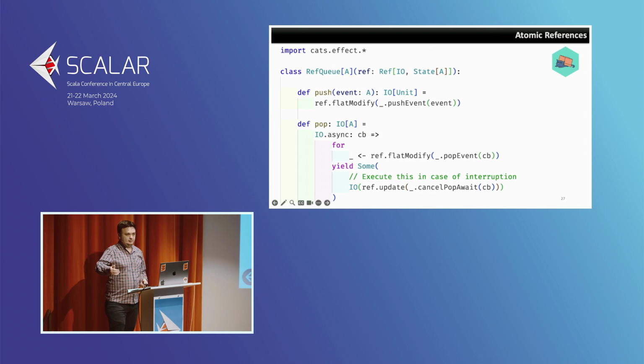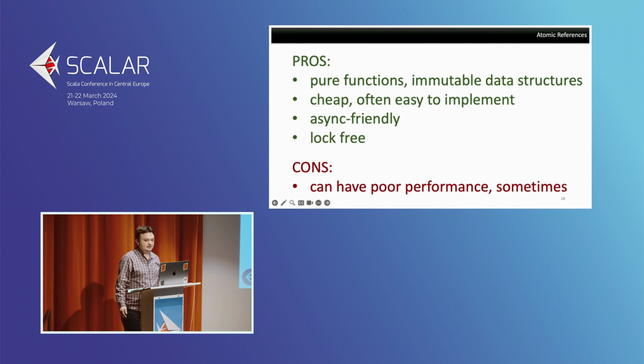And then in POP, we are using the builder called async on IO, and we use pop event. IO async basically injects a callback that we can use. We register that in our internal queue, and we also return an IO unit. It's an IO unit that is going to be called by Cats Effect in case of interruption. So interruption is nice and works and doesn't leak resources or stall progress, right?